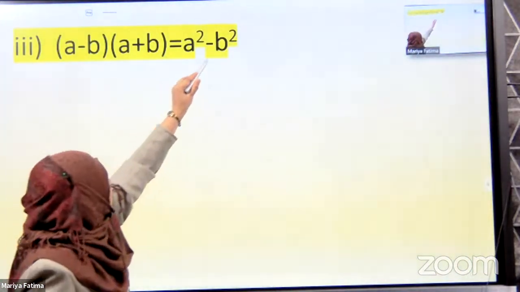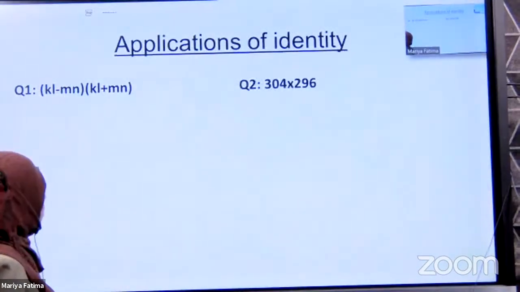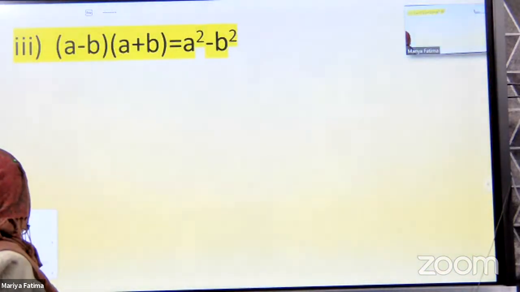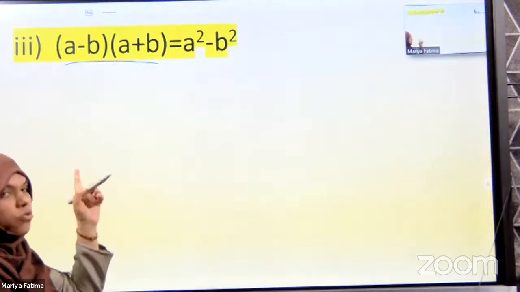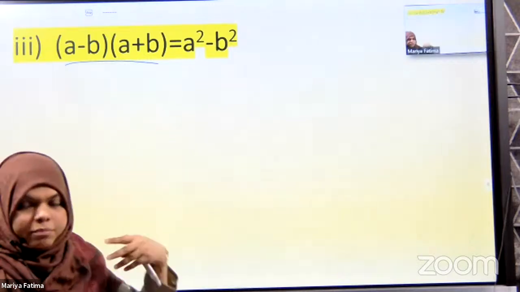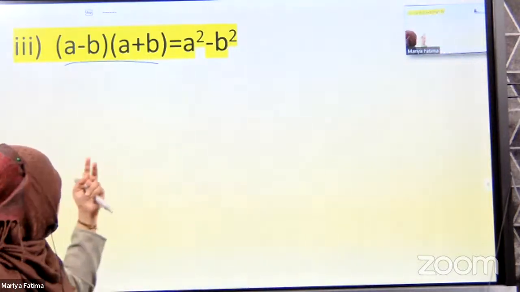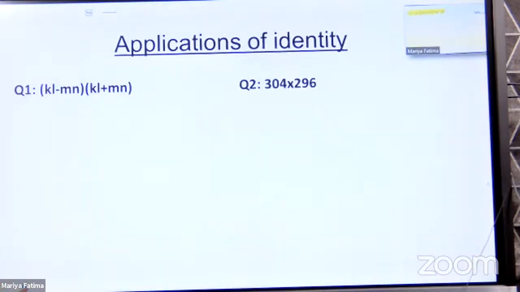Next one is A minus B into A plus B. It will become A square minus B square. Just you have to remember it. If you want, you can prove it by multiplying binomial with binomial. You can prove it. Okay. So next, how to apply this?